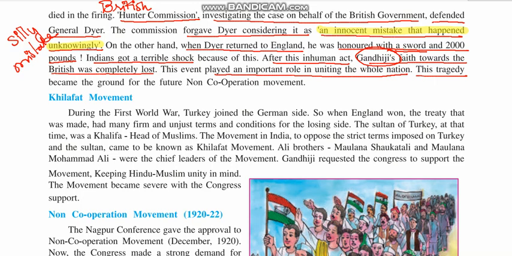This tragedy became the ground for the future non-cooperation movement. Now we know about non-cooperation, we'll learn about it in the later part. So this was the background. This sowed the seeds for the non-cooperation movement, which was supposed to happen in a few years. We'll stop here in this video lecture.